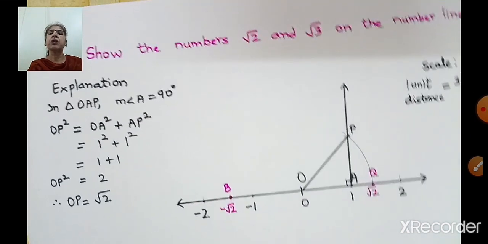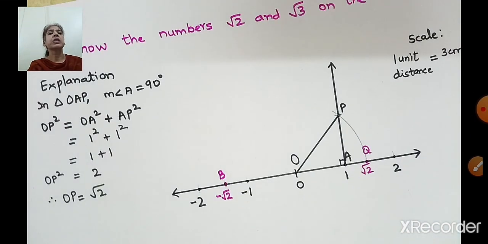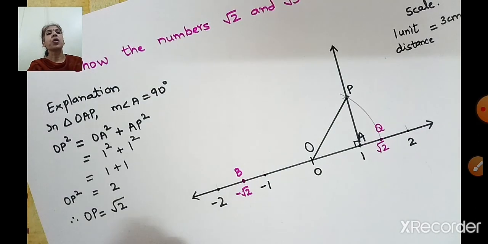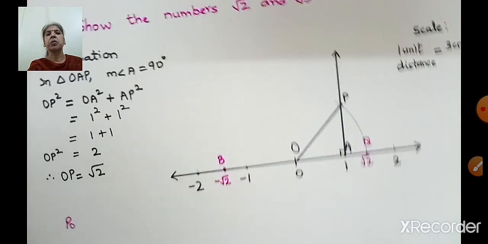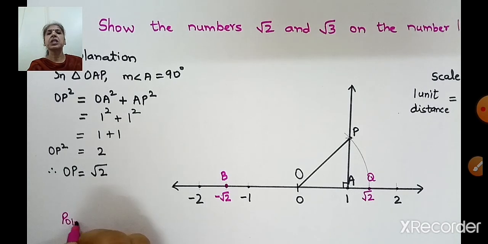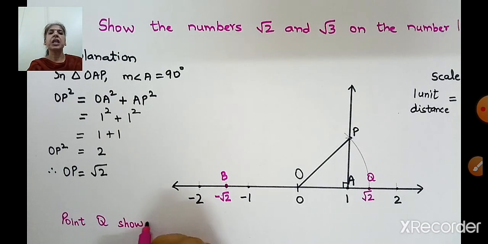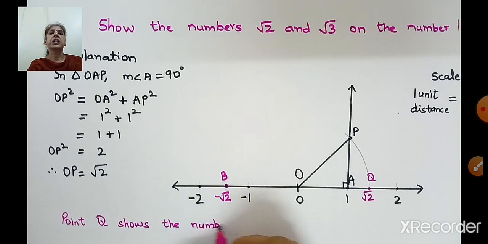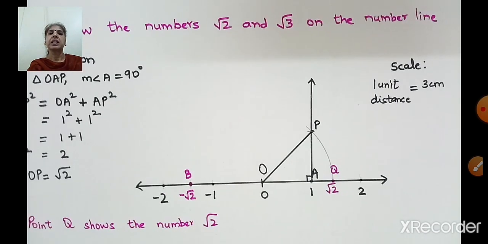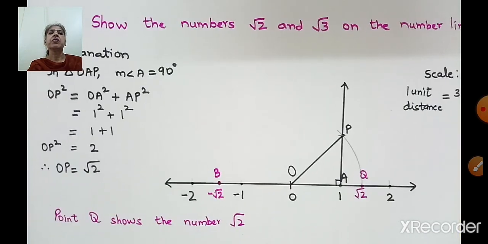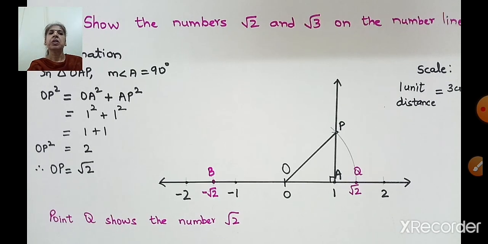Taking the square root on both the sides, OP is root 2. So the distance OQ is root 2. Point Q shows the number root 2. So this is the way we have to draw root 2 on the number line.